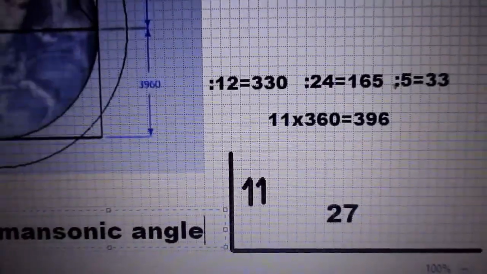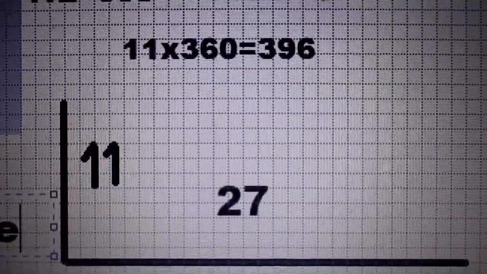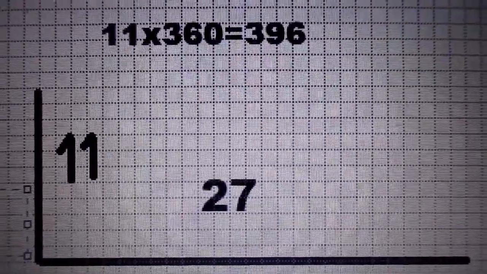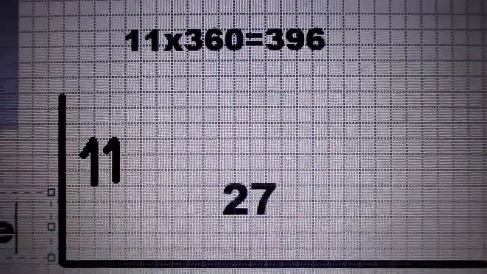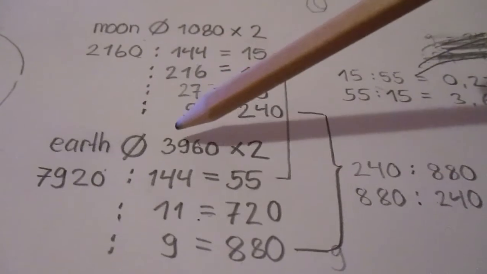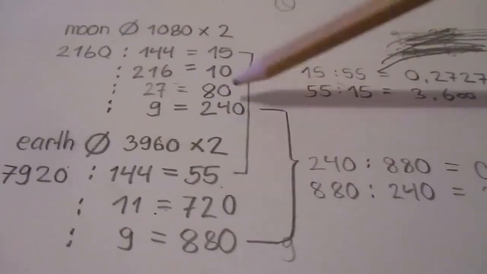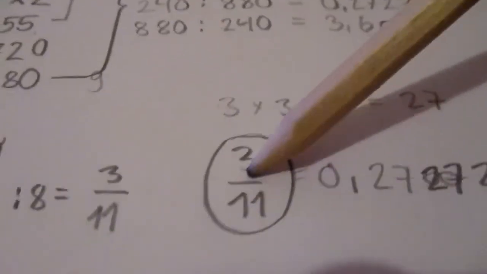That one actually ends up being the Masonic angle, that ruler that they have with them, that has this size, 11 to 27. This is twice the radius, and if you part it by 144, you get to 15 and 55. So this is 3/11. Now it's the 2 sticks, Isa, the eyes. Then we have the circling of the days and nights and years and everything.